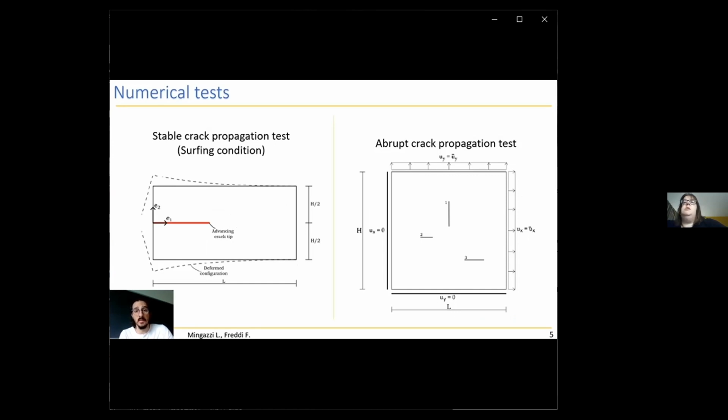The second one, instead, is an abrupt crack test, where a 2x2 square domain is considered, which contains 3 pre-existing cracks. Here, vertical displacement is imposed on the top side, while blocked on the bottom side, and the horizontal displacement is imposed on the right side and blocked on the left side.